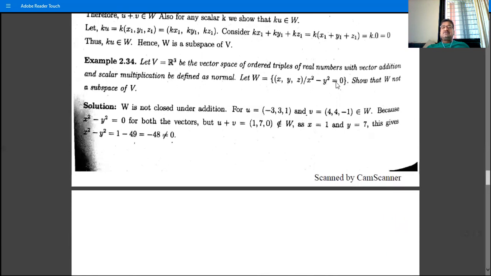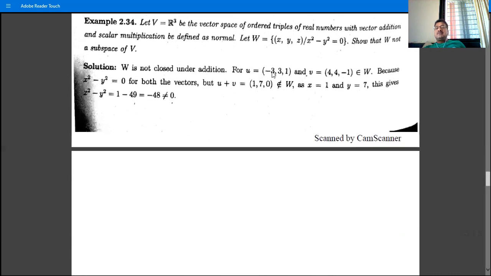Similarly, in this example, x square minus y square is equal to 0. This W is not a subspace of V, as it is not closed for addition. The condition is what? x square is equal to y square. So these are two elements, (3, -3, 1) and (4, 4, -1). These are elements of W because minus 3 square is 9 and plus 3 square is 9, 9 minus 9 is 0, and 4 square is 16, minus 4 square is 16, is 0.